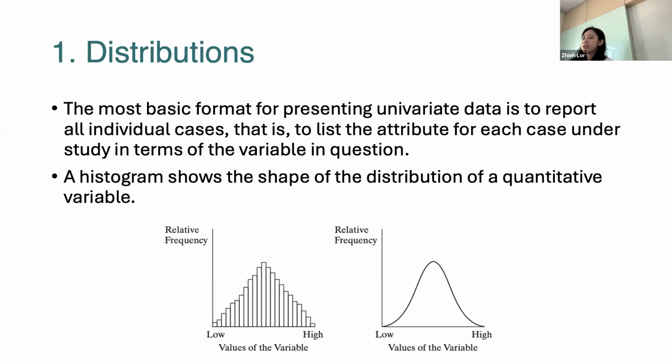All right, first thing, distribution. The most basic format to present univariate data is to report all individual cases. Everyone. So if we have 40 or 50 people in the class, we report every single value. If you have 500, 600 cases, you have to report every single one. Only then are you able to get the frequency, the histogram, and understand the shape of your distribution.